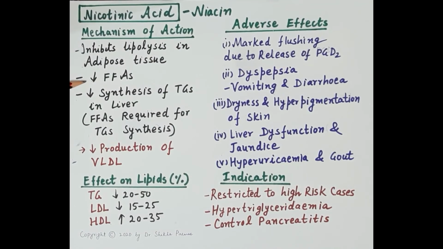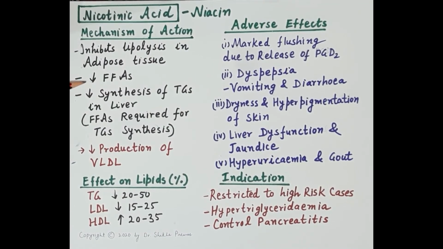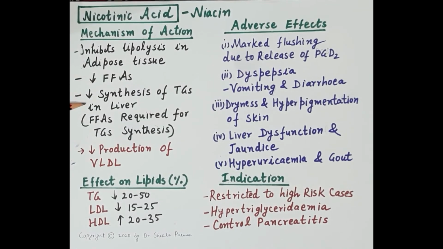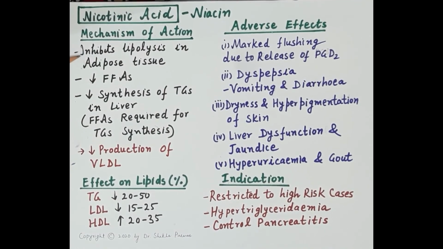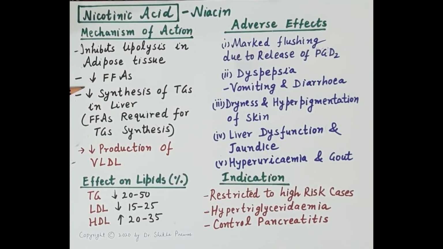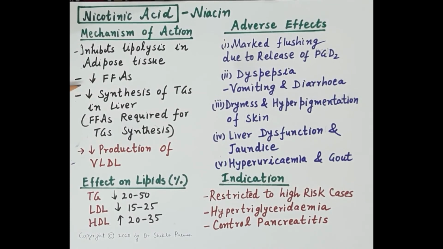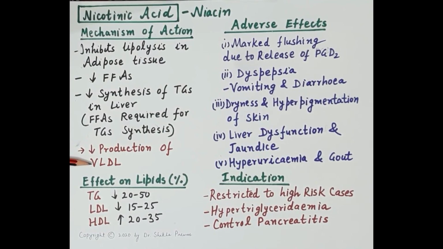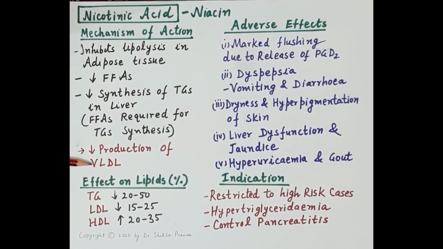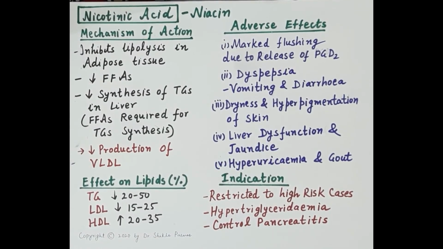and since triglycerides are not broken down, there is reduced availability of free fatty acids. Since there is reduced availability of free fatty acids, there is reduced synthesis of triglycerides in the liver, because the liver requires free fatty acids for the synthesis of triglycerides. So, overall, nicotinic acid inhibits lipolysis and reduces the availability of free fatty acids, thereby reducing the production of triglycerides or very low density lipoproteins in the liver. So overall, this drug reduces the level of triglycerides in the blood.